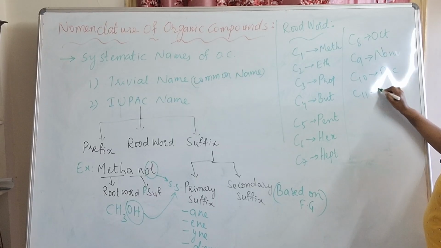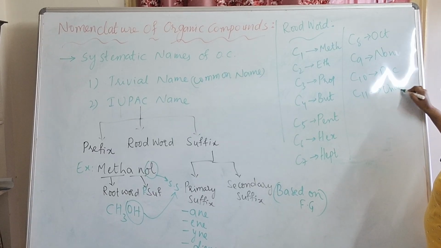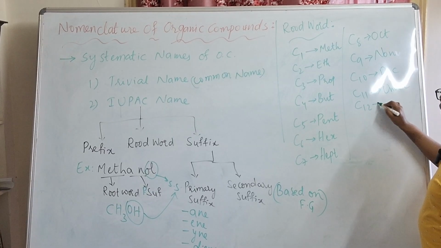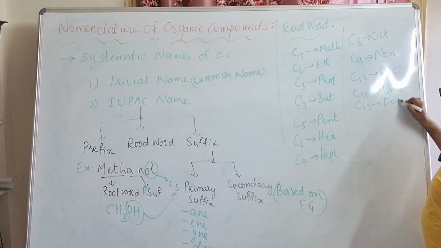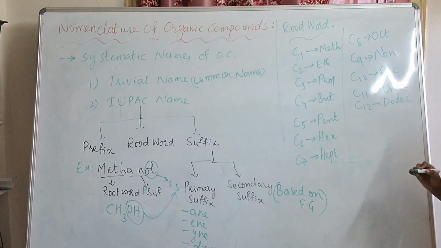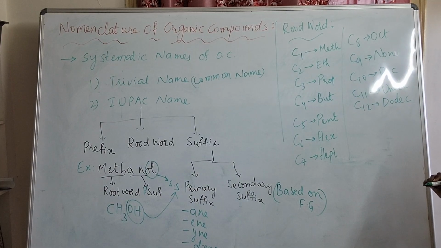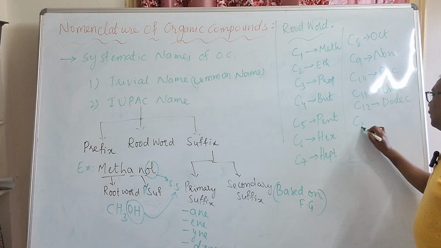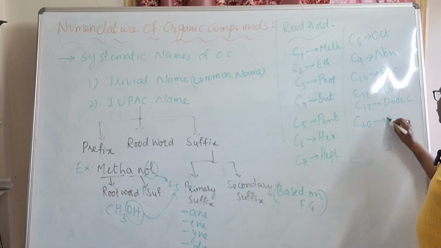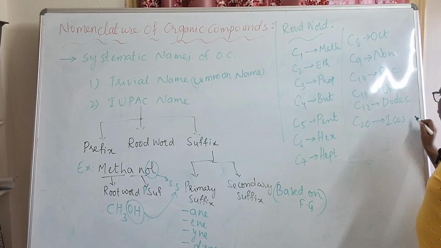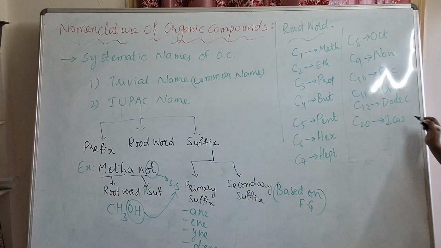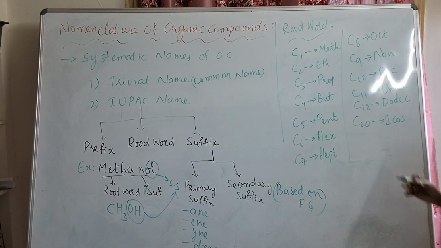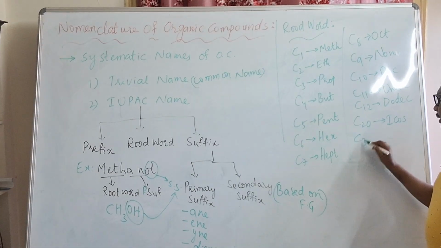11 carbons, undec. If 12 carbons are there, dodec. Dodec, tridec, tetradec, like that. If 20 carbons are there, that is called eicos. Eicosane, you can say that, for alkanes. Next, C30.